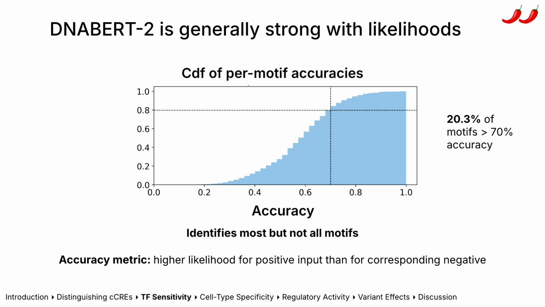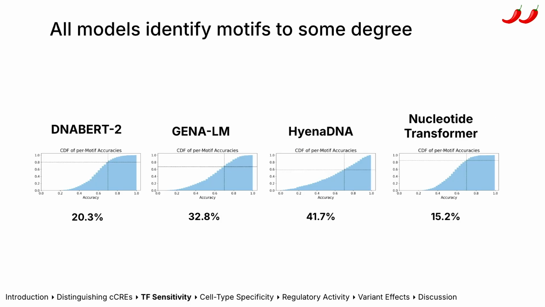So the model seems to identify a good number of motifs pretty well, but not all, and there is a large number for which the accuracy is pretty poor. And this trend carries over to the other models as well. Some are better than others, but all of them show pretty reasonable performance for a large number of motifs, with poor performance on some of them. And the numbers again show the proportion of motifs with over 70% accuracy.